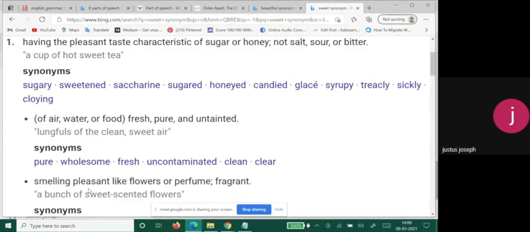Now there is something called a sweet smell. Sweet smell, fragrant smell, right? Fruity smell, the fruity cake, the sweet smelling cake. So many ways to describe a cake, right?